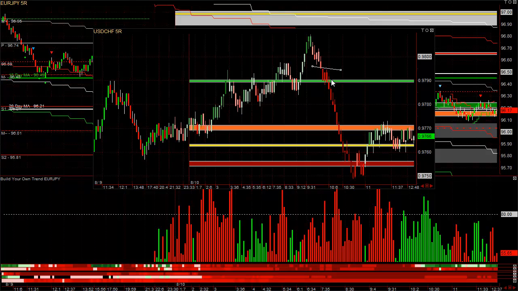You should be able to pull the trigger with no problem when you see a dark red bar and it breaks through here. It goes, and this one just keeps going and going. I would have probably got out right here at the previous week's value area low. It's likely to have major support, and it does. And you made 10, 20, 30, 35 pips while risking about 8 pips.